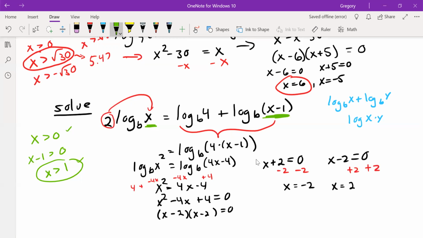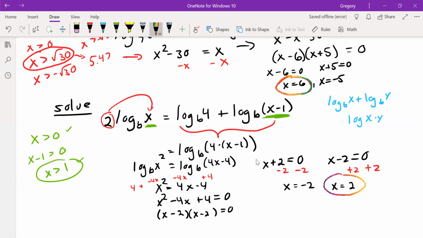So compare my two answers. Which one of these is in the domain? In other words, which one is bigger than 1? Well, of course, that's only going to be 2. And I didn't circle this one in my very colorful ink. So my answer would be 2 for this problem.